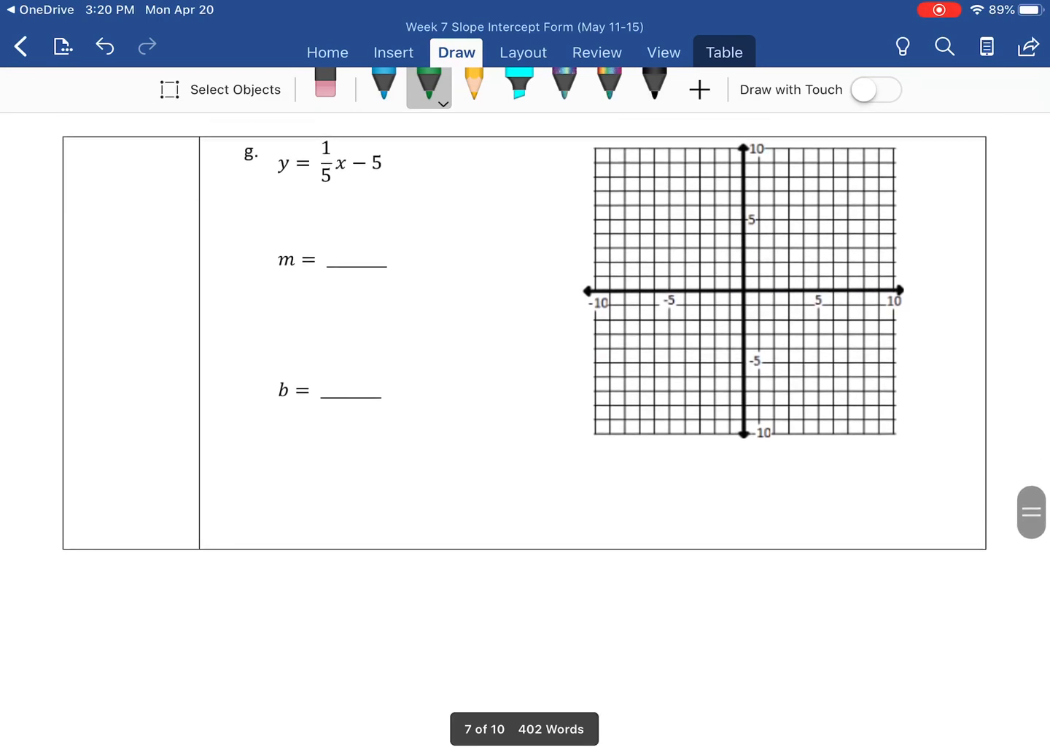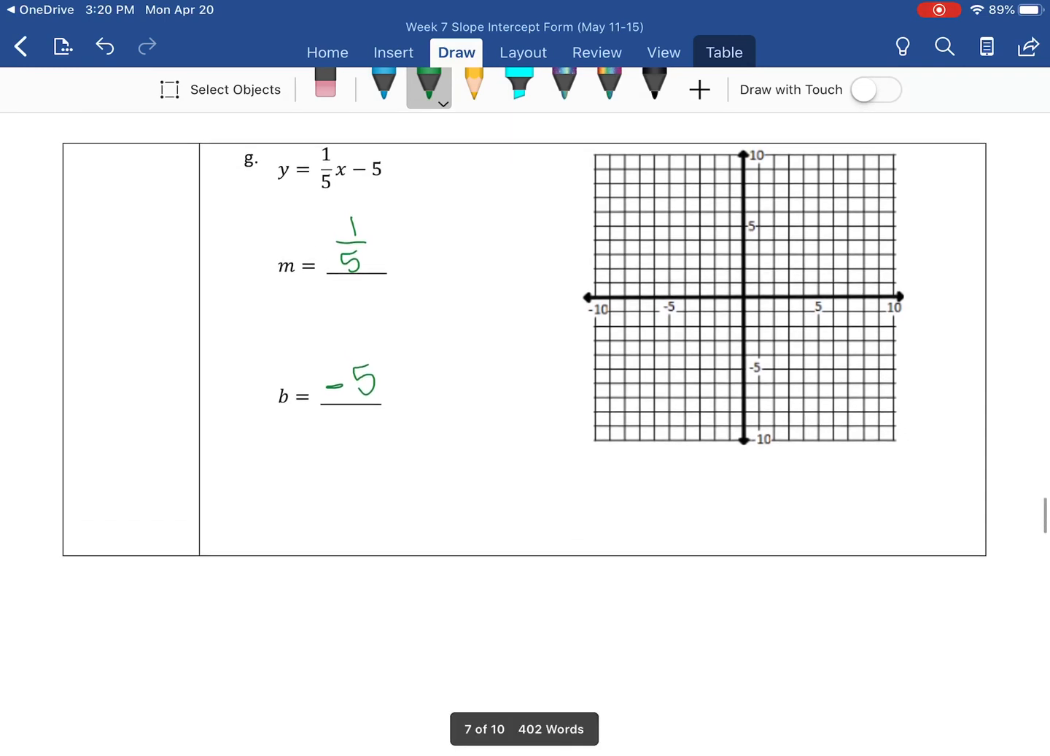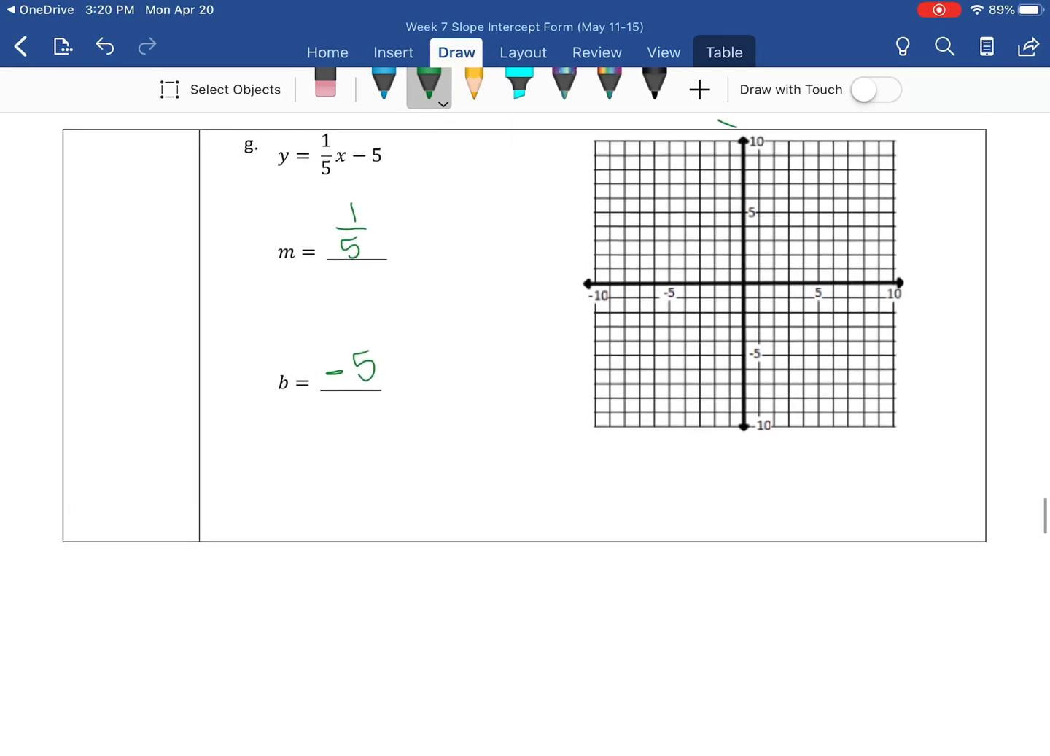All right, last one, letter G. y equals 1/5 x minus 5. So our slope is 1/5, and our y-intercept is -5. We'll start with our y-intercept. Here's our y-axis. And we're going to go down 5. And then for our slope, 1/5, we have a rise of 1 and a run of 5. So we're going to go up 1, over 5. Down 1, back 5. Down 1, back 5. And that would be our graph.